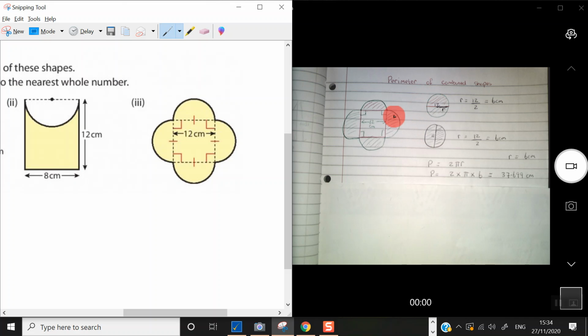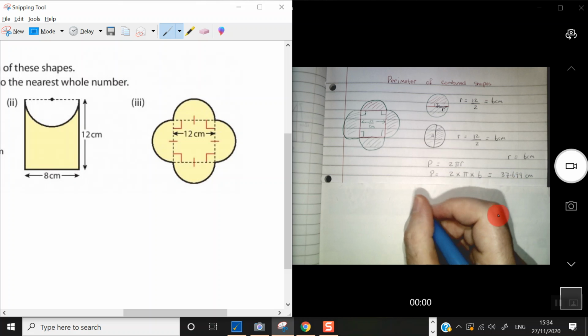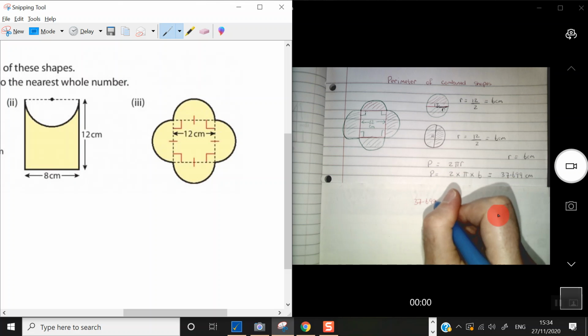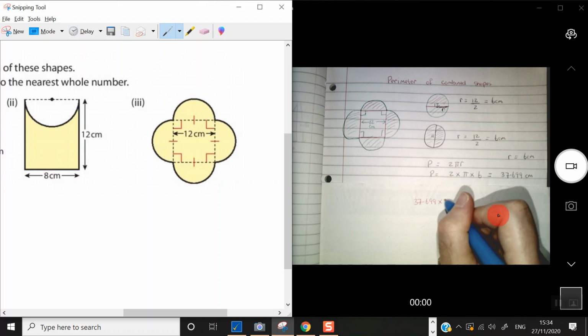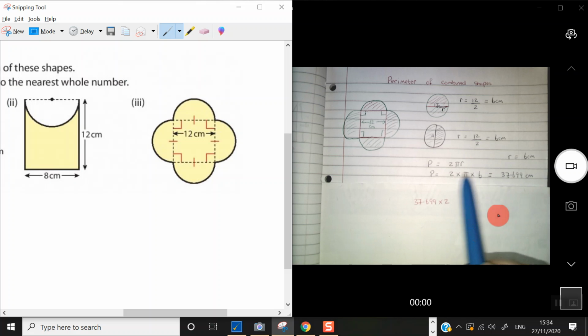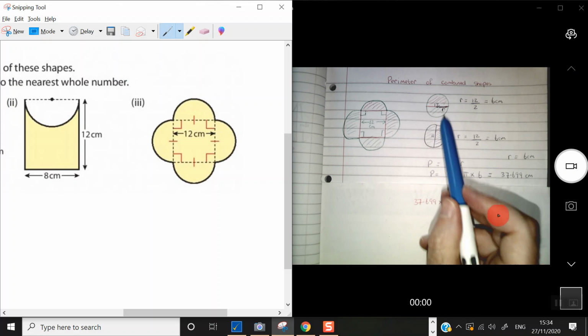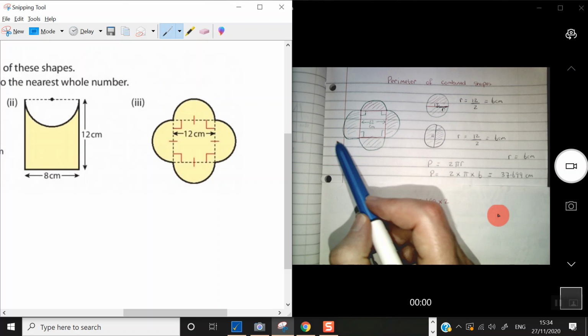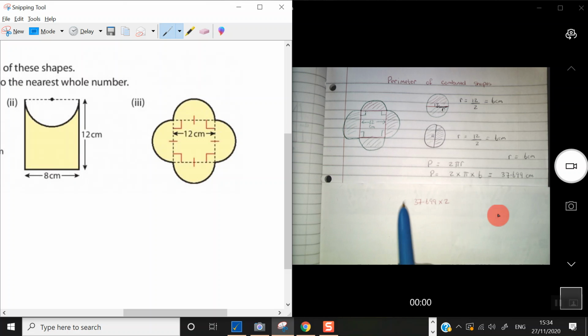In order to get the perimeter of this complete shape, we have to double this amount. So basically what we're doing is, we take this amount, 37.699, and we want to multiply it by 2. The reason we're multiplying it by 2 is because this here is just the perimeter of one of these circles, but we need to get the perimeter of 2 of them in order to get the perimeter of this particular shape. So it's going to be 37.699 multiplied by 2.